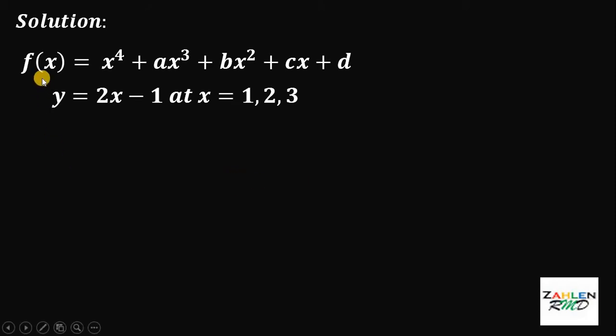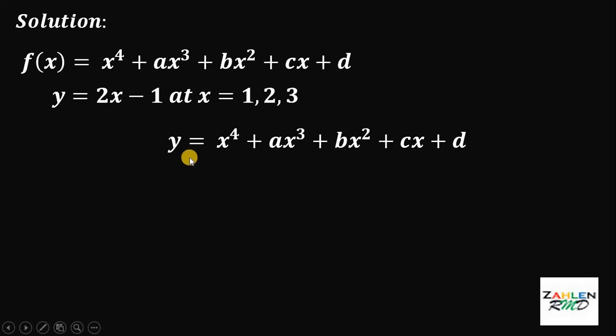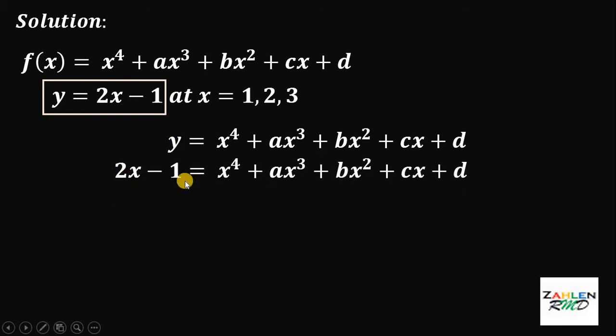So first thing to do is to let f of x be equal to y. So we have y equals x to the fourth power plus ax cubed plus bx squared plus cx plus d. Now we know that this quartic equation intersects the equation y equals 2x minus 1. It follows that they have the same y value. Therefore, we can replace this y by 2x minus 1. So we have 2x minus 1 equals x raised to the fourth power plus ax cubed plus bx squared plus cx plus d.